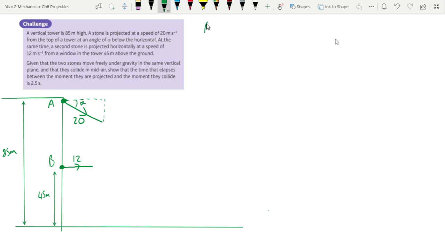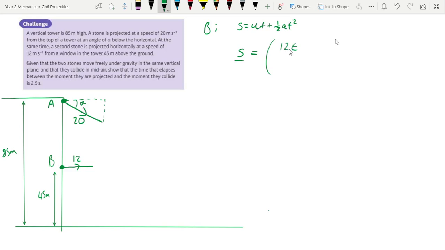I'm going to do B first, just because it's a bit simpler because it's horizontal. And we're going to use s equals ut plus half at squared to model its motion. And we're going to do it as a vector. So at the top of my vector, I'm going to do the horizontal stuff. So horizontally, if I apply this, u is obviously 12, and t is just t. And horizontally, there's no acceleration. So this bit is just 0.